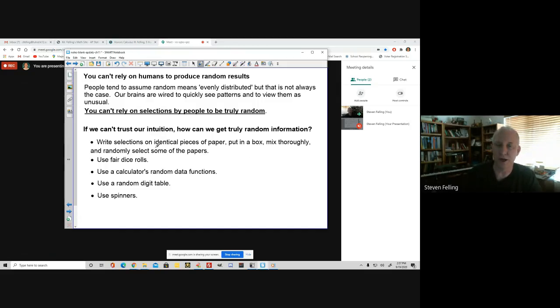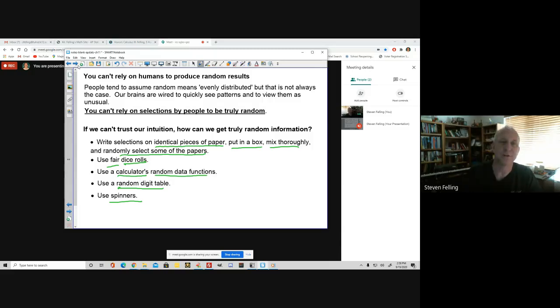Like maybe you could write out identical pieces of paper with different choices, put them in a box, mix them thoroughly, and then randomly select some of the papers. Now that is a really random process. Or you could use dice rolls with a fair dice. Or you could use a calculator's random data functions, right? You can also use spinners, right? Or you can use a random digit table, which I'm going to show you how to use later. Okay, so we have to use some kind of a process to get true randomness.